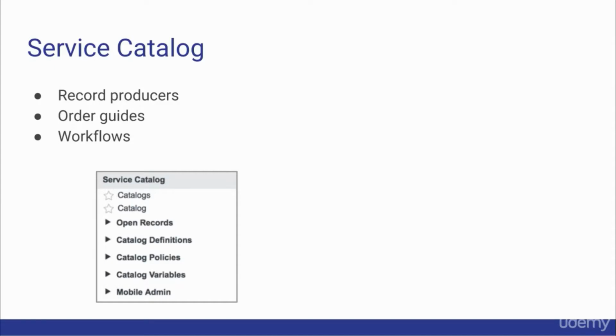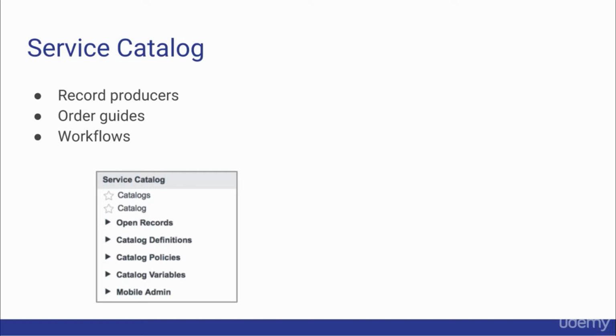Hello and welcome back. In this video, we'll take a look at the Service Catalog. The Service Catalog is a very complex application that serves as a marketplace where employees can request goods and services. It has a strong history of providing IT services, but may also be used for other services in an organization, like facility services.